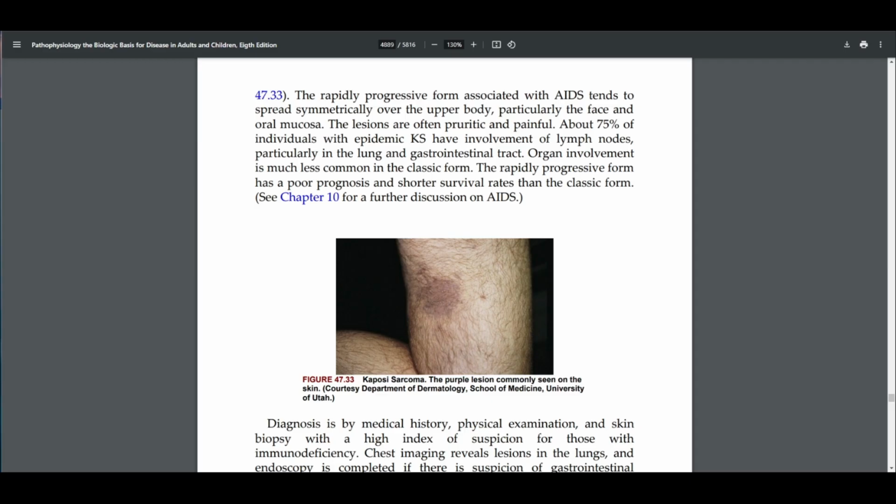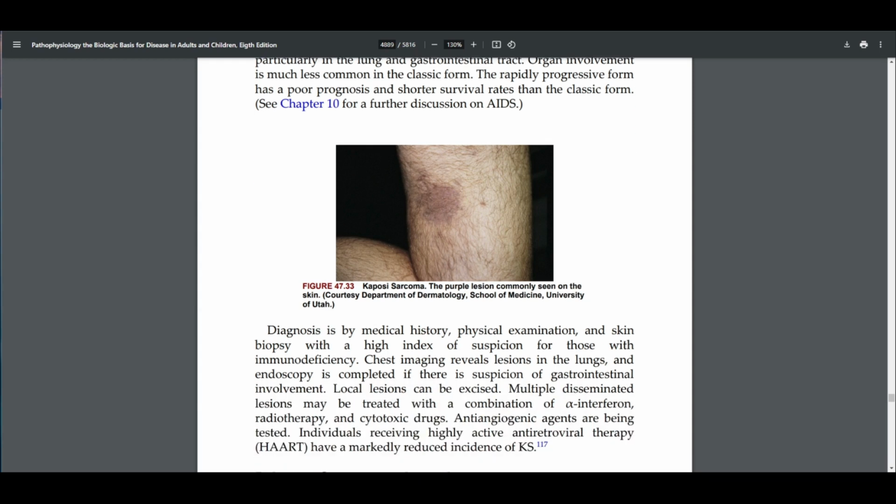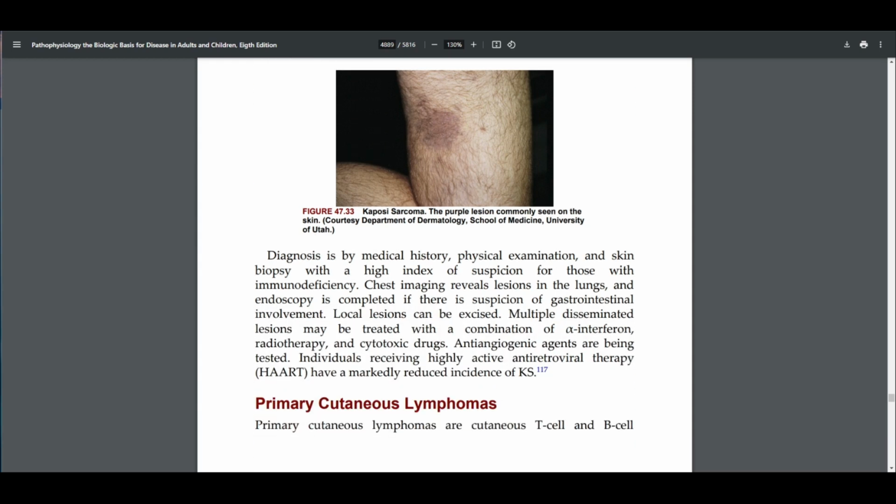About 75% of individuals with epidemic Kaposi sarcoma have involvement of lymph nodes, particularly in the lung and gastrointestinal tract. Organ involvement is much less common in the classic form. The rapidly progressive form has poor prognosis and shorter survival rates than the classic form. So here's a picture of Kaposi sarcoma.